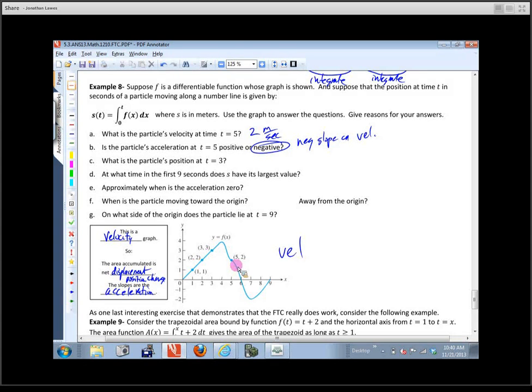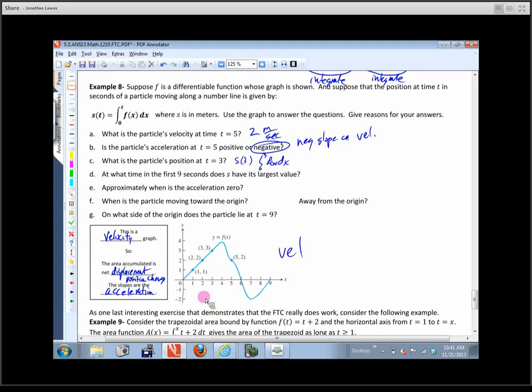What is the particle's position at t equals 3? What'd you say? 9 meters? Let's check. How would we check? Where's the position function? That would be right here. So we want to find what is s of 3. In other words, we want to integrate from 0 to 3 f of x dx. So that means you want to find this area right here, right?